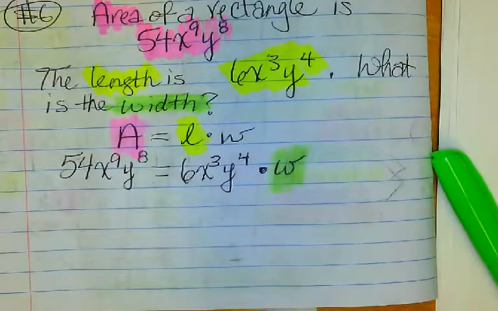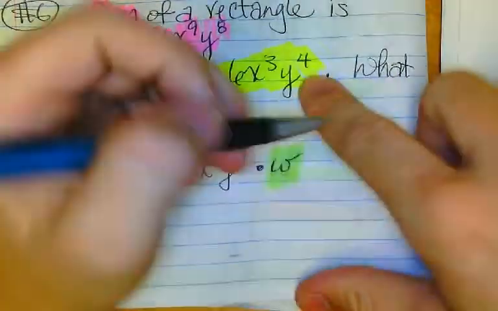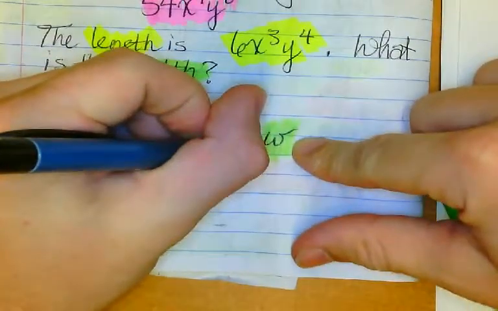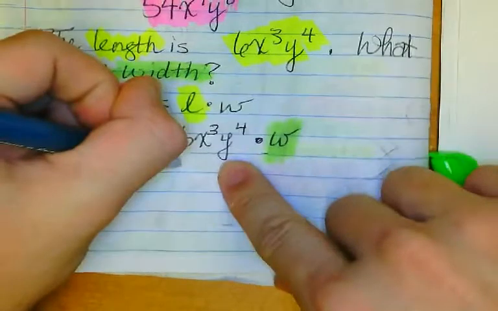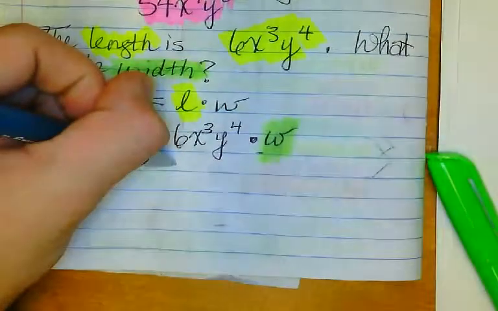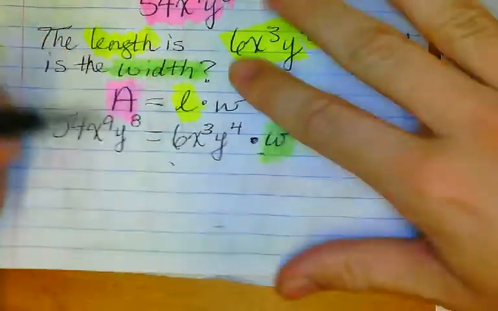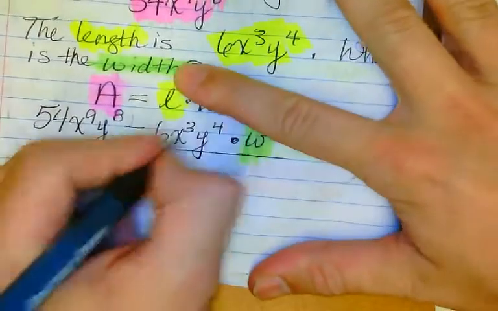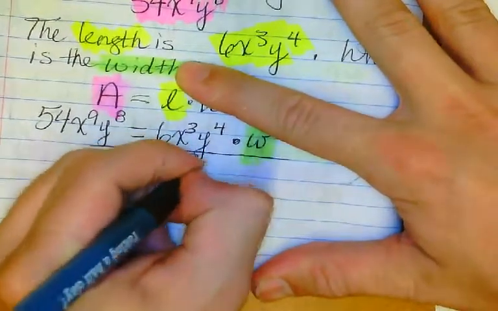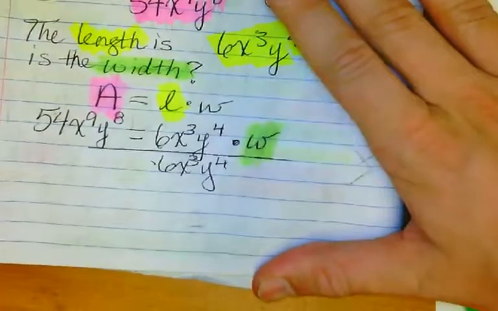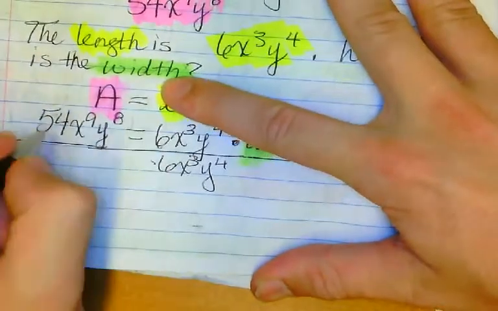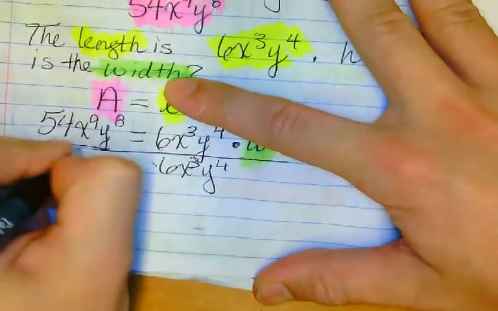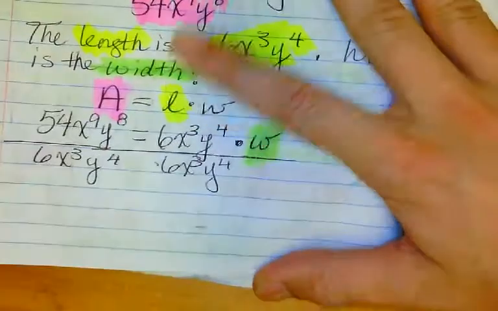Rocio, what is the opposite of multiplication? Division. So that's what we're going to have to use. We're going to have to divide. So if I can't touch the W, what's the only thing I can touch here? The 6 and all that other stuff, right? So I'm going to take all that other stuff off. I'm going to divide 6x cubed y to the 4th on both sides.